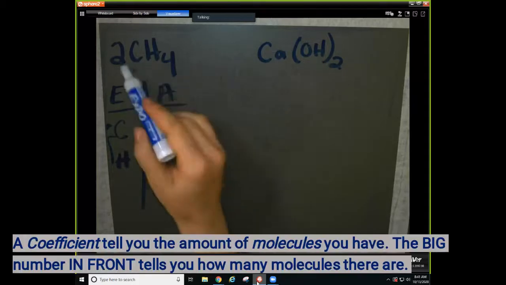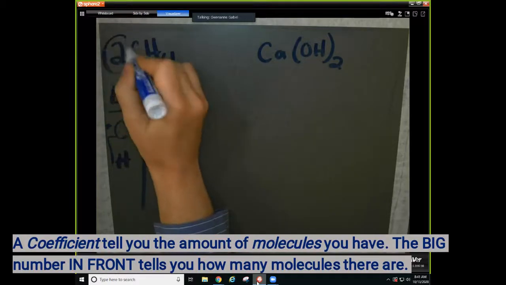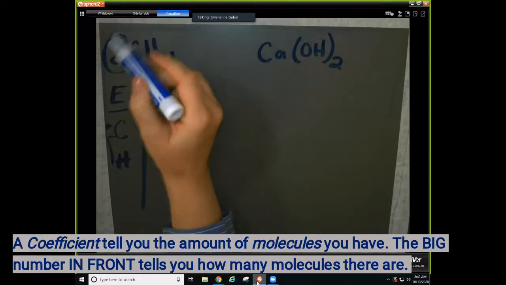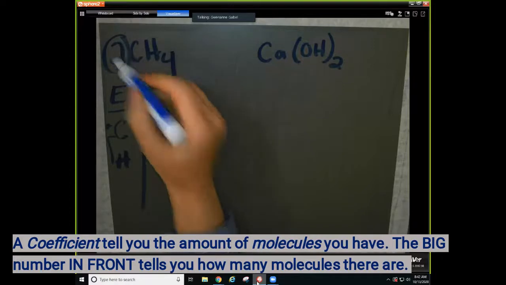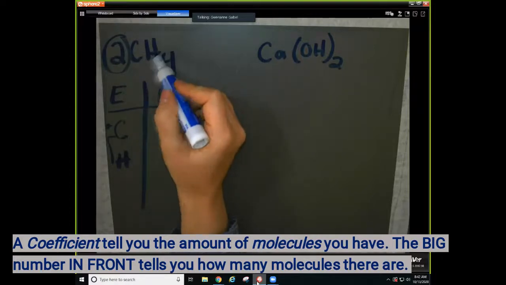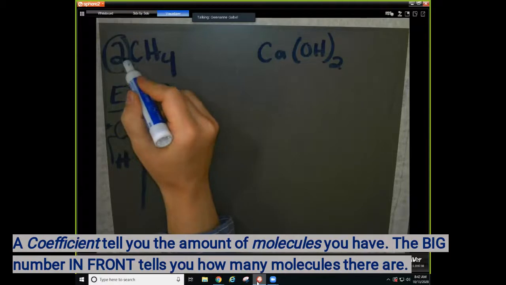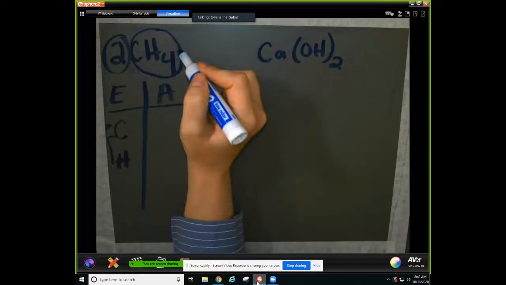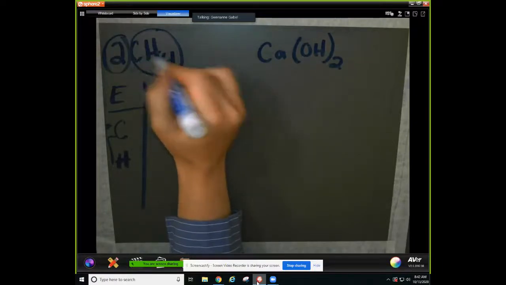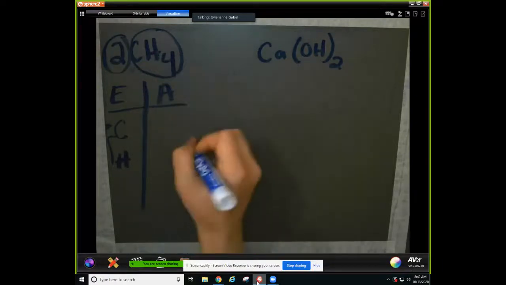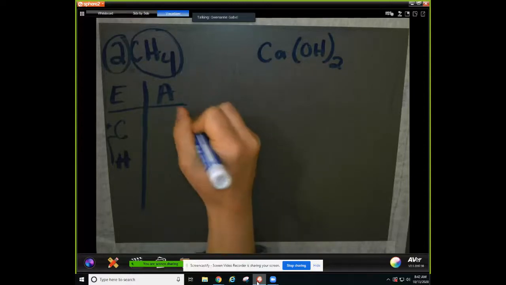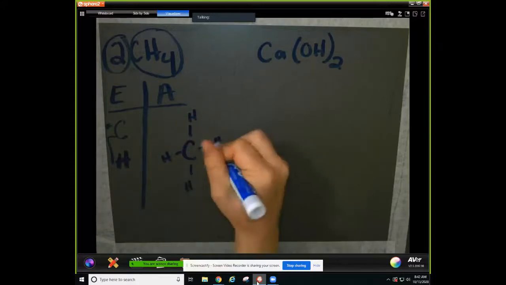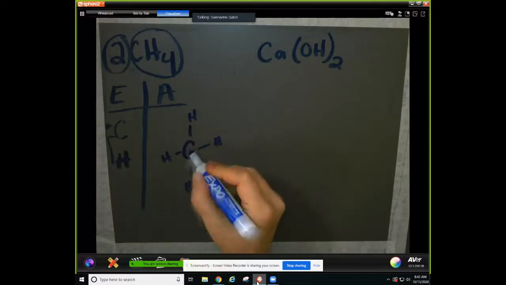But I have this 2 right here, guys. This is called a coefficient. A coefficient goes in the front of your compound. It is a big number. And this coefficient applies to everything it's in front of. So this 2 means that there are 2 of this entire compound. Okay, so there's 2 of these CH4. And that would look like this. So we have C, and then I'm going to put 4 H's around it. That's 1 CH4.